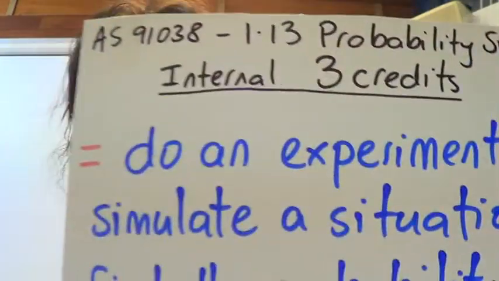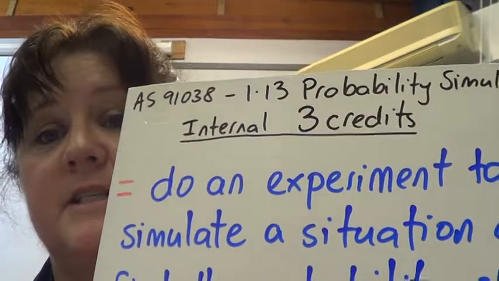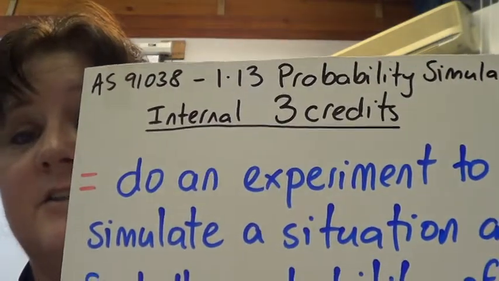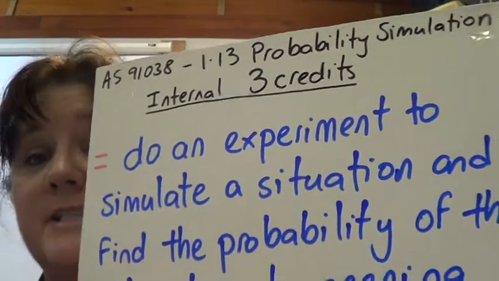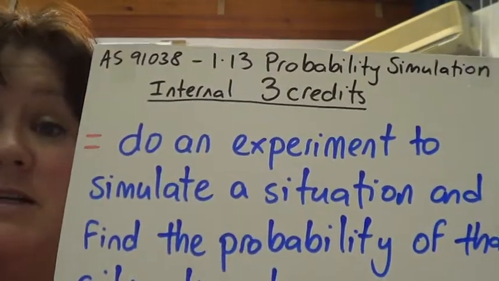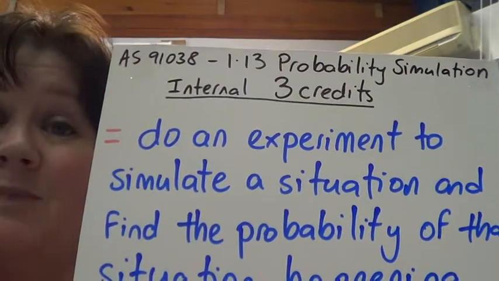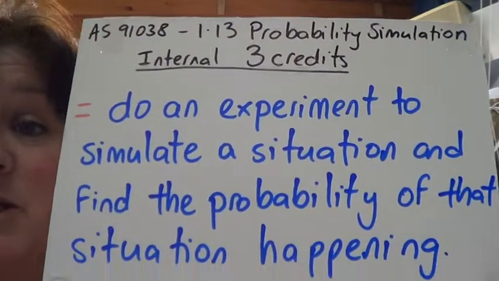We are doing the Achievement Standard internally assessed on probability simulations. It's 3 credits. And all it means is you need to do an experiment that will simulate a situation and find out the probabilities of that situation happening.